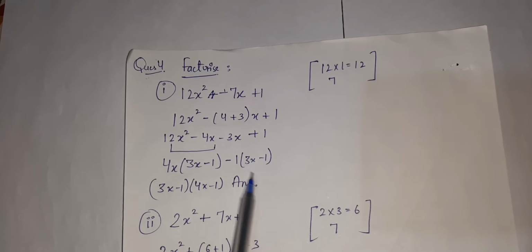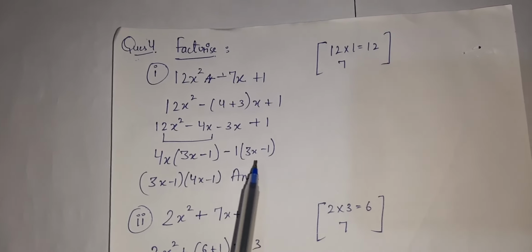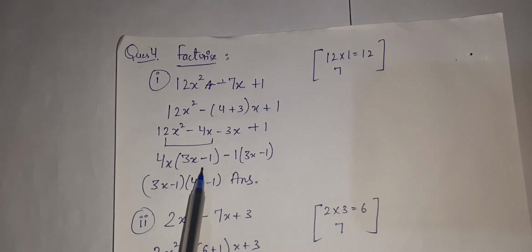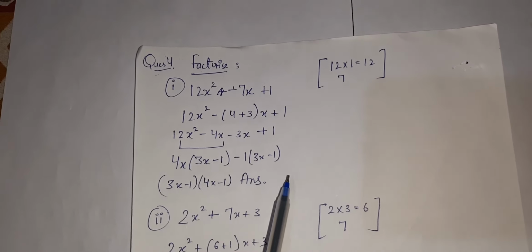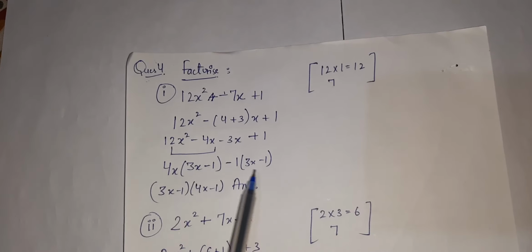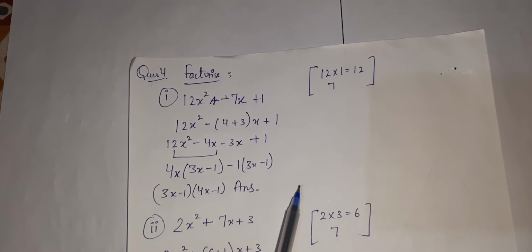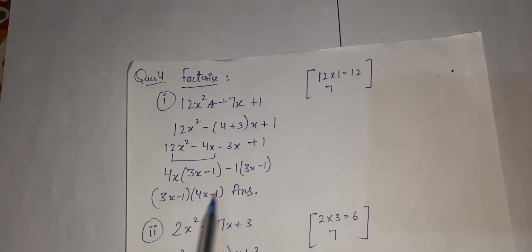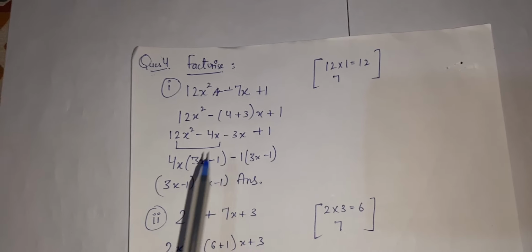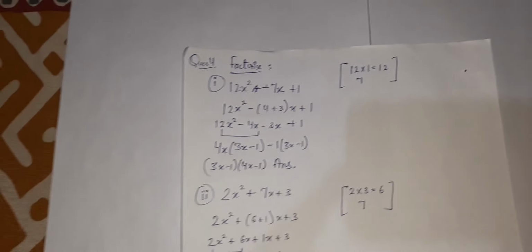Now this and this are same. This is the rule of the splitting in the middle term. We have to make both the brackets same. Take this common from the whole, 3x minus 1. What is left here? 4x minus 1. This will be more clear in the next question.